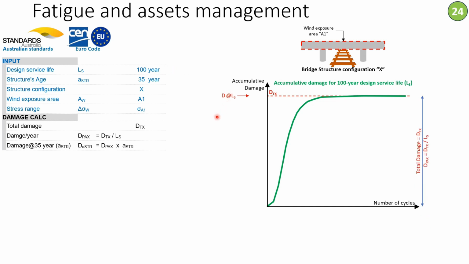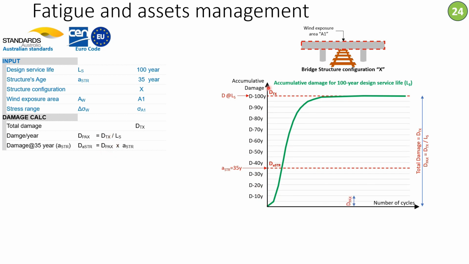As long as we get the incremental damage, the damage per year, we should be able to calculate the damage at 35 years, which is the age of the structure, multiplied by the damage per year. 35 years multiplied by the incremental damage per year. This shows that the accumulative damage, using the incremental damage, can be related to the age of the structure. So we could know how much damage happened at the age of 10, at the age of 20, at the age of 30 years, and so on, all the way to the service life of the structure.